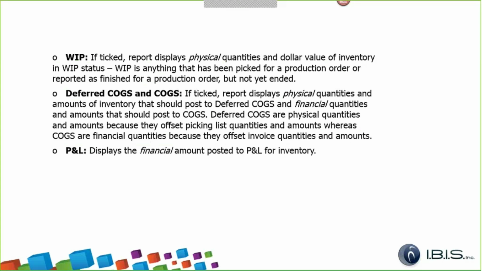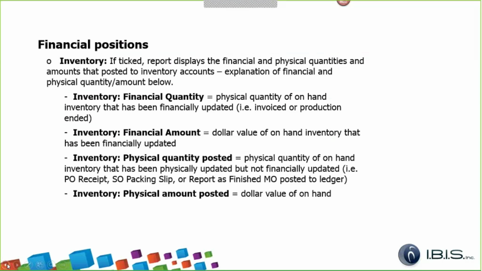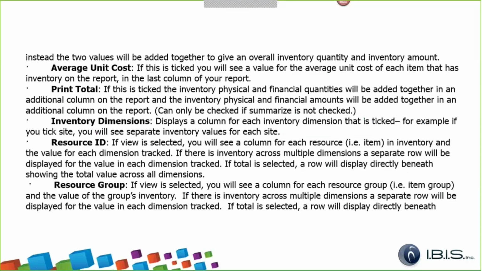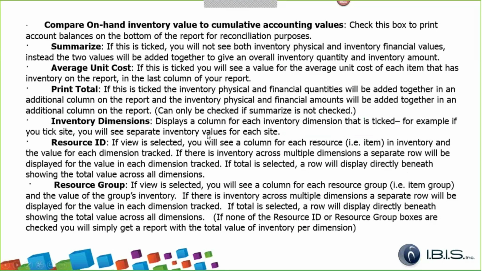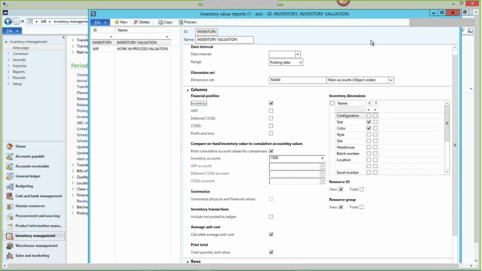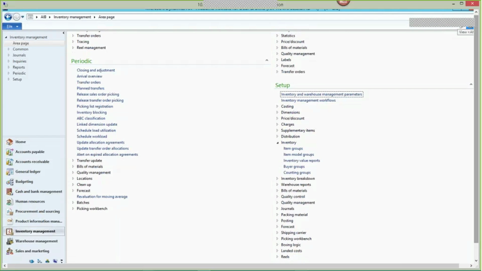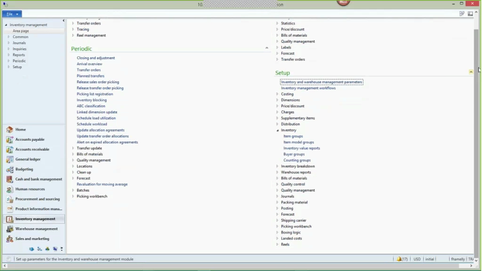Work in process, I'll let you read through the rest of this on your own. The previous slide was really the most critical definitions of the columns on the report that we're going to see when we run it. I'm not going to read through these; they're for your personal consumption when you have an opportunity to do so. Okay, so getting back to the application, we've set up our report, and now we want to see what that report looks like.